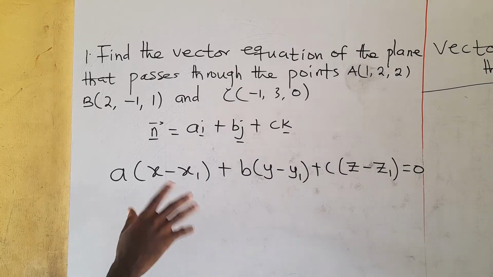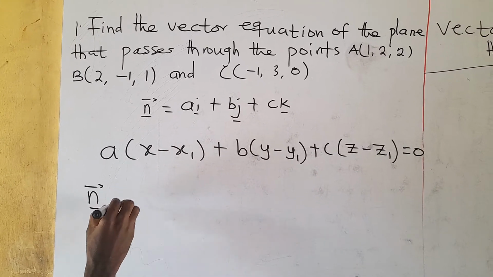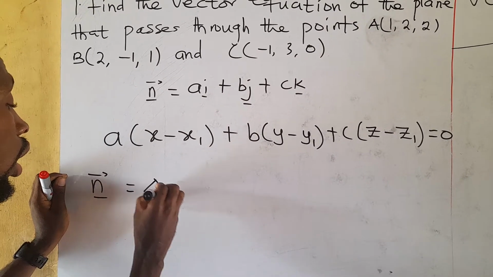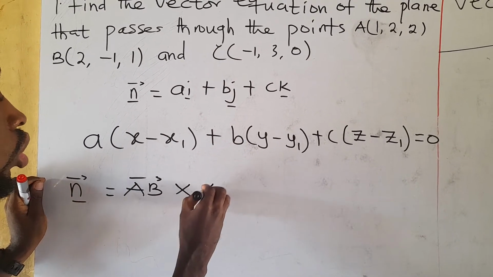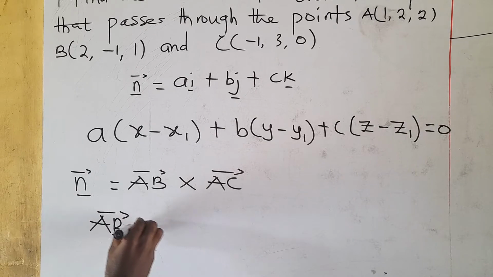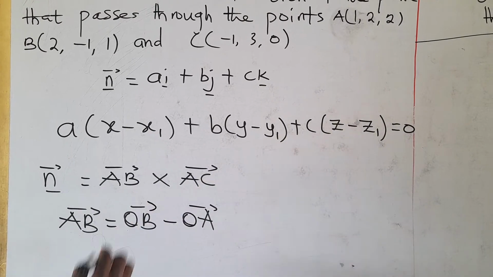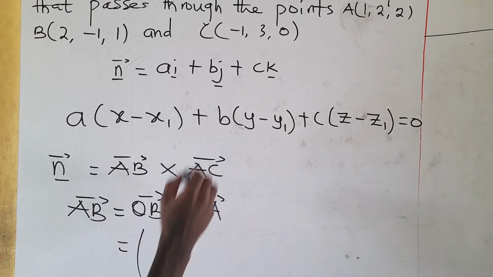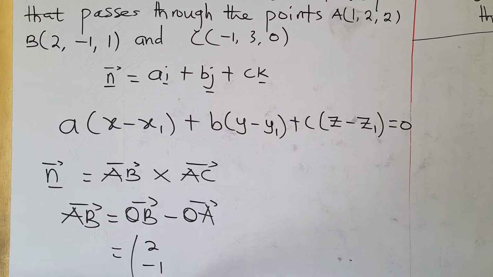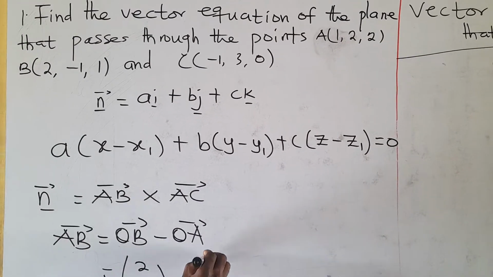So how do we find it? We need a normal vector. The normal vector n is equal to the cross product of the directional vectors of the points, so AB cross AC. We find AB first. AB will be equal to OB minus OA. Our OB is 2, negative 1, 1, minus OA. OA is 1, 2, 2.